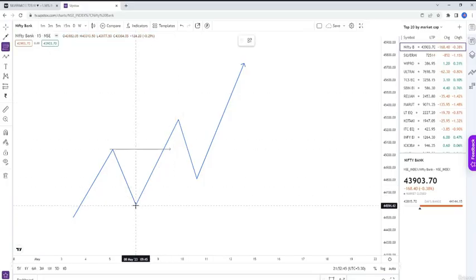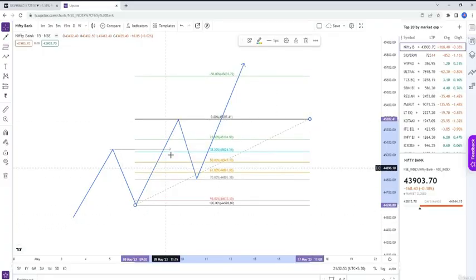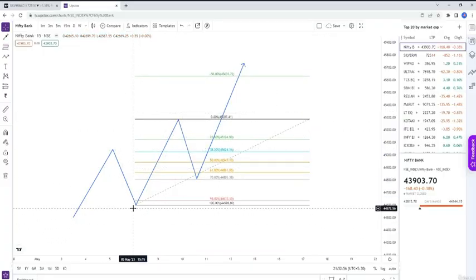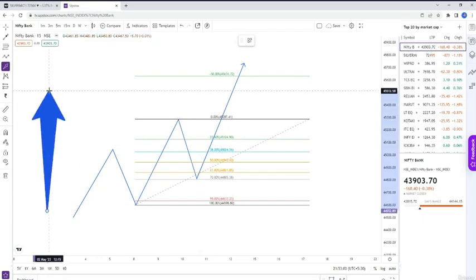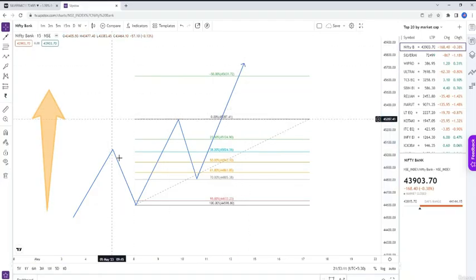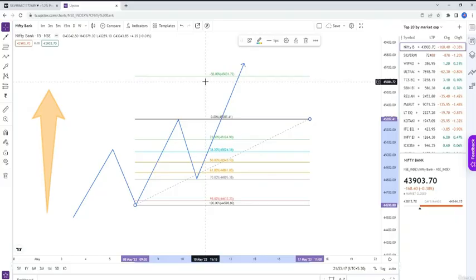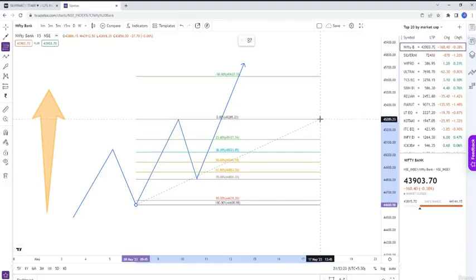So as it has broken the structure to the upside, this is the complete leg. On the complete leg we draw like this. Since it's going up, you are drawing from bottom to top like this, like this, like this. In this way you would be drawing from bottom to top. From here you will put it and drag it. Let me draw it. Here you will put and here you will drag it.